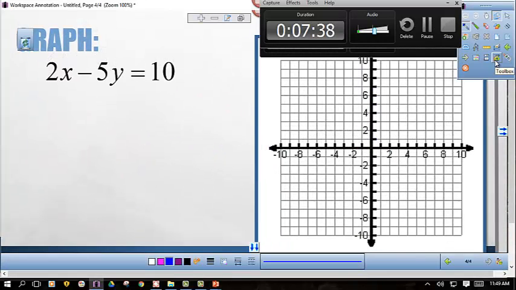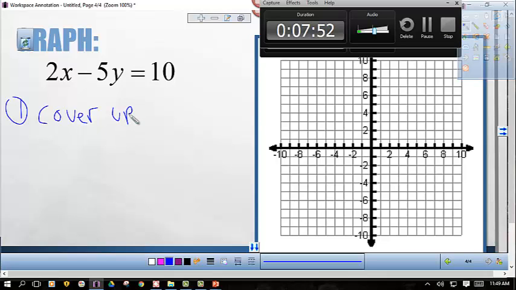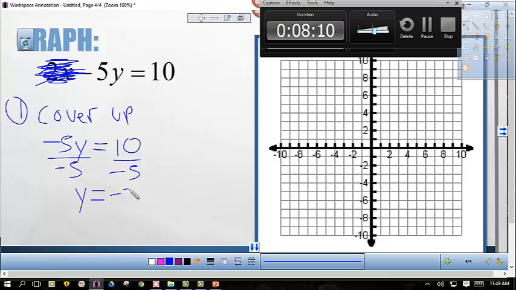Okay, this next one I'm going to actually do in 2 different ways. The first way is what's called the cover-up method, because this is in standard form. Now, I didn't talk about standard form here, but this is Algebra 2. You should know what standard form is. So with the cover-up method, I'm finding the x-intercepts and the y-intercepts. If I cover this up completely, I have -5y is equal to 10, and I divide, I get y is equal to -2. That's my y-intercept. That's what the cover-up method is used for. Okay, so that's one way.